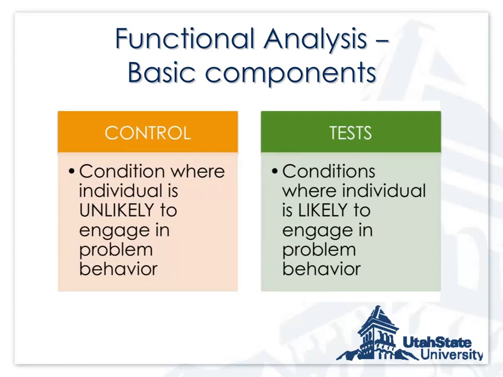The basic components of running a functional analysis of problem behavior involve exposing the individual to control and test conditions where antecedents and consequences are manipulated. The control condition is designed so that the individual has no motivation to engage in problem behavior. The test condition involves manipulating antecedents and consequences to see which one is likely to cause the problem behavior. Comparing the level of problem behavior in the test conditions to the control conditions allows us to determine which variable is responsible for the occurrence of problem behavior.